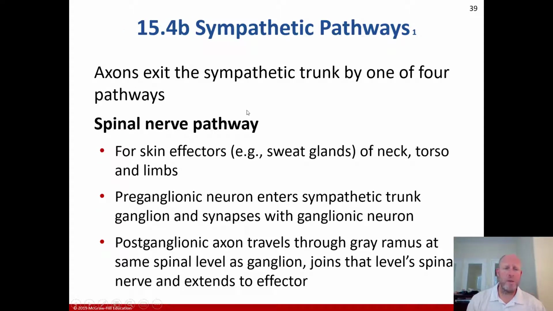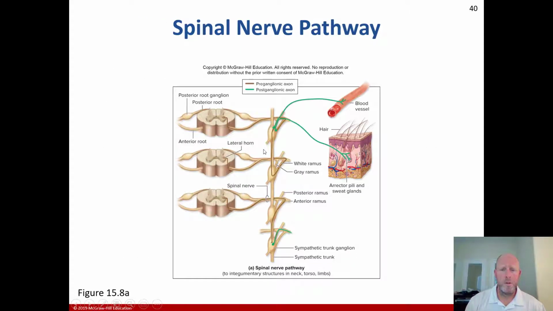As far as the sympathetic pathways, the axons exit the sympathetic trunk by one of four pathways, our spinal nerve pathway. You should know the names of the pathways. You're not going to have to know all the different aspects to each of these pathways for your exam. You will have, I believe, however, for the spinal nerve pathway, an exam question here, being able to identify obviously the anterior root, the posterior root ganglion, the posterior root, and the lateral horn.